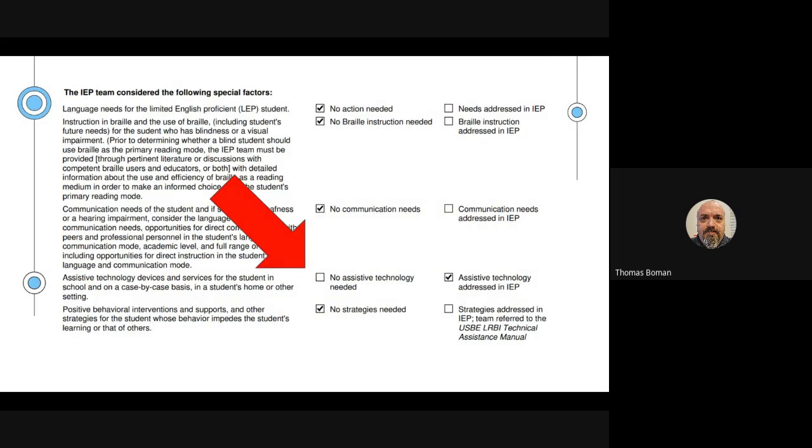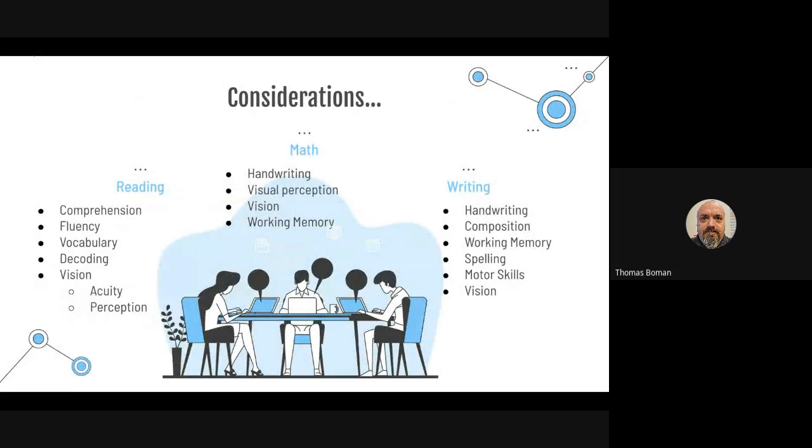And again, this is what it looks like in our system. I'm finding in most systems, it looks pretty similar. So if the student needs assistive technology, then you're going to check that second box that says that they need it. I made a list of possible considerations to look at. This is by no means a comprehensive list. There's a million other things that you would want to think about with that student.